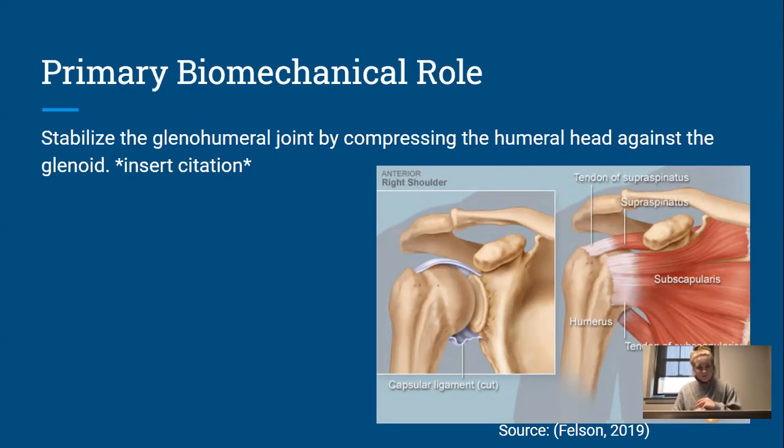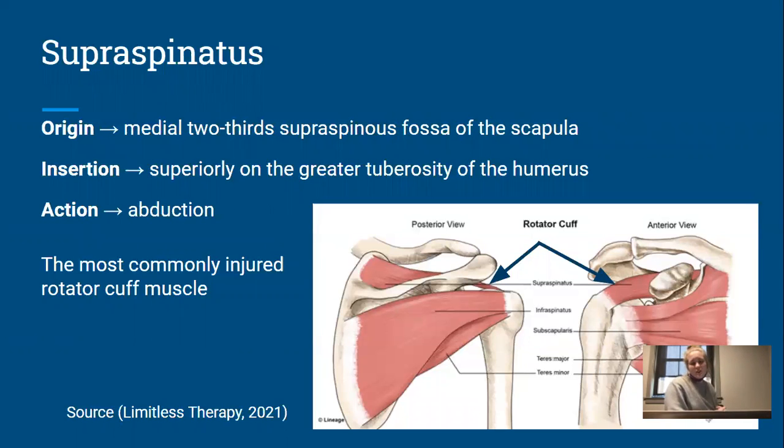Okay, next slide. Now moving on to discuss each individual muscle and what their important function is. One easy way to remember the muscles of the rotator cuff is to memorize the acronym SITS. The first muscle I'm going to talk about is the supraspinatus. The supraspinatus is located on the superior aspect of the scapula. It originates in the medial 2/3 of the supraspinatus fossa of the scapula. It will pass over the glenohumeral joint and insert into the greater tuberosity of the humerus.